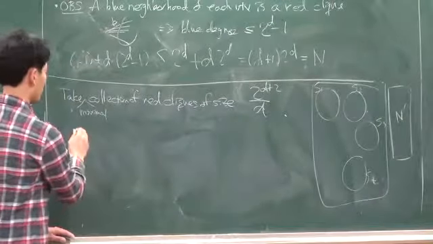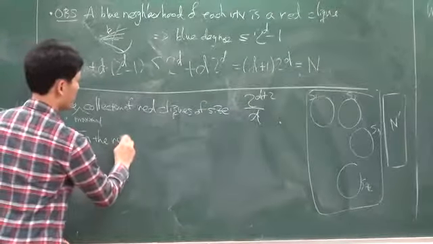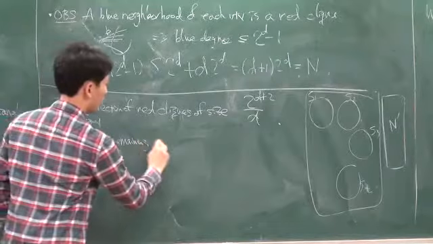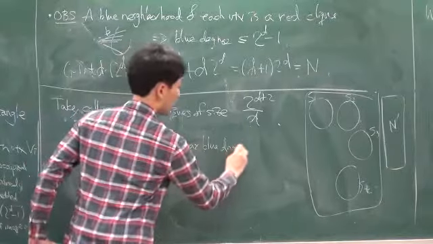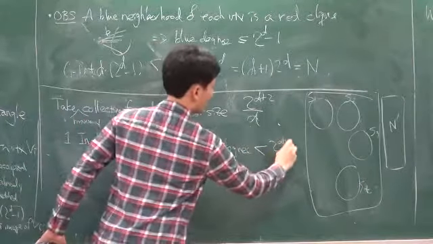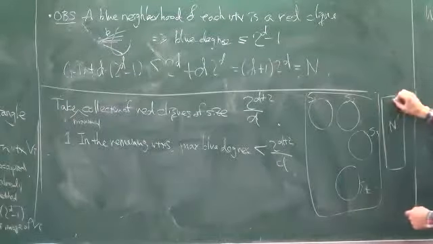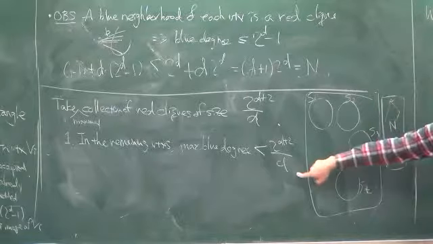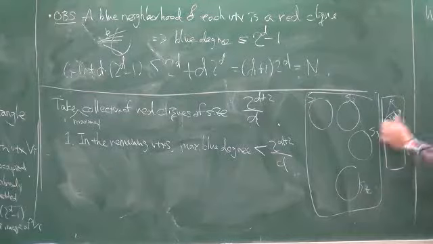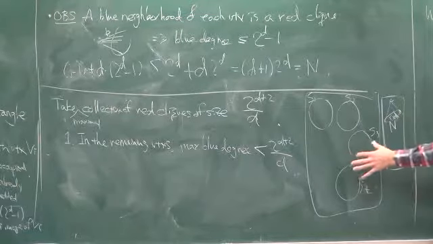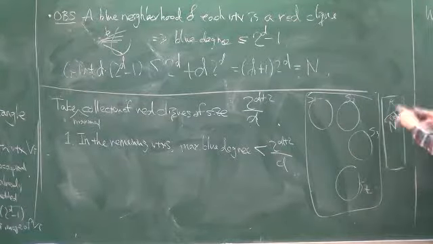Now here's a claim. First of all, in the remaining vertices, the maximum blue degree is less than 2^d + d^2 over d. Why is that? Because if you have a vertex whose blue degree is at least this number, then its neighborhood forms a red clique. That means we can take another red clique and add it to the family. So if we took a maximal family, this part has restricted maximum blue degree.